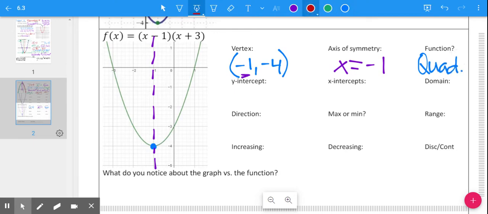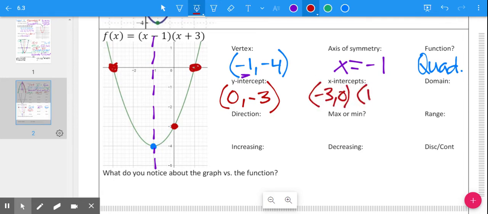The y-intercept is right there where it crosses that vertical y-axis. The ordered pair for that is 0, -3. The x-intercepts are up here at -3 and 1, so we say -3, 0, and 1, 0.